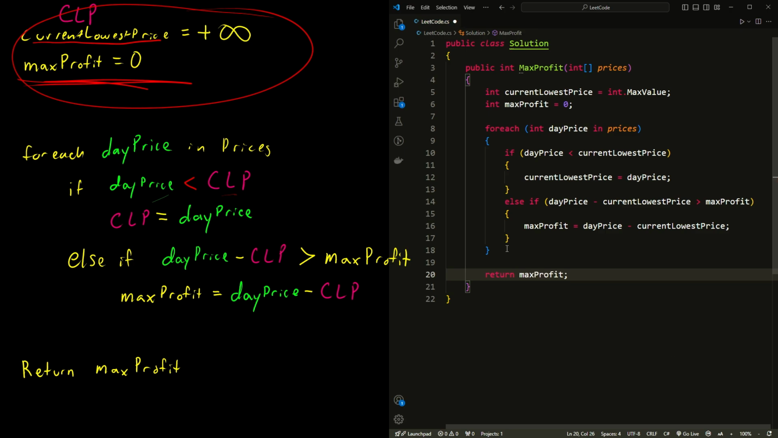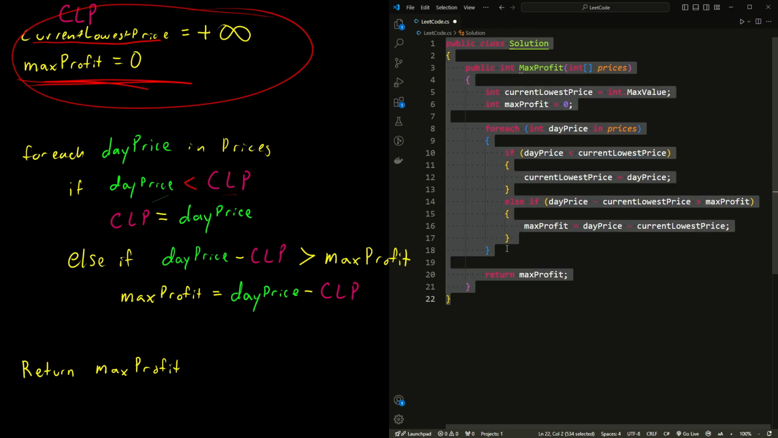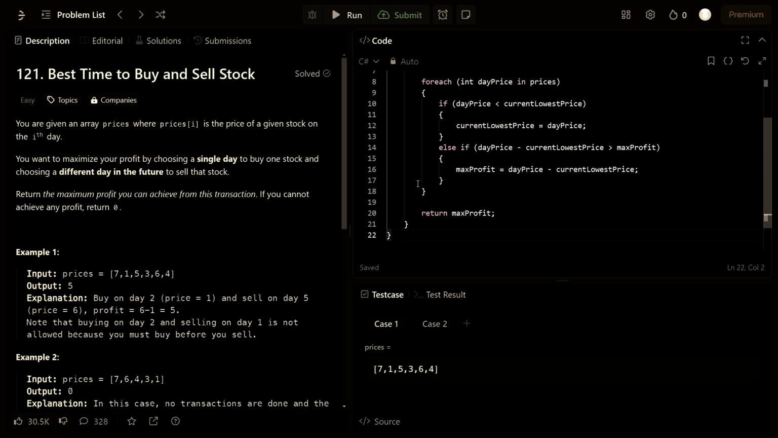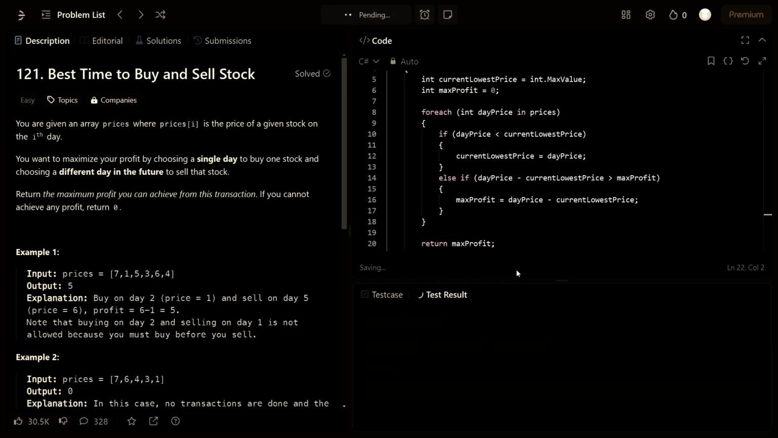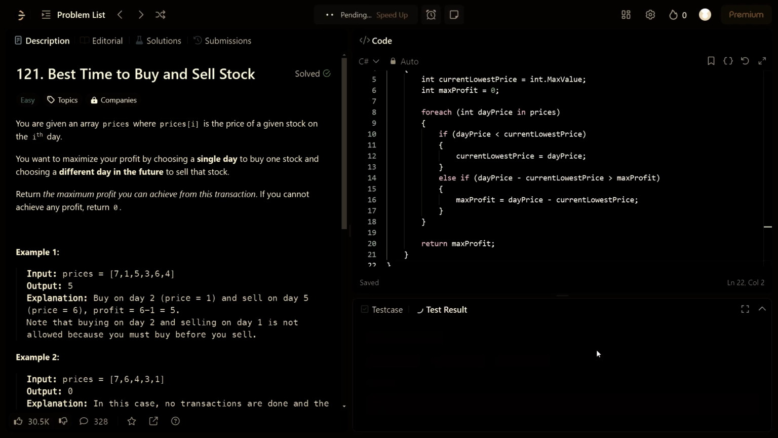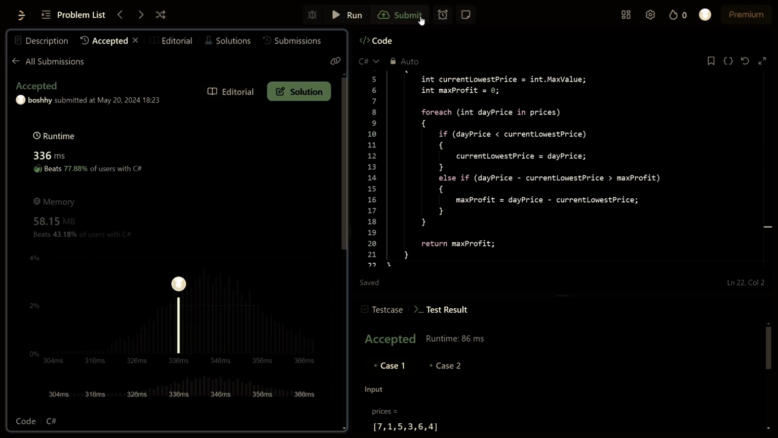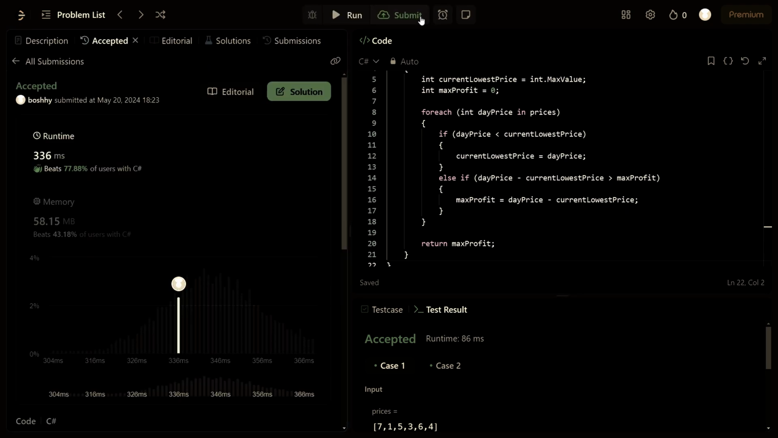And that's the solution. I'm just going to go ahead and copy it, come back to LeetCode, and paste it in. I'm going to go ahead and run it, make sure we didn't make any errors. All right, we passed the test cases. Let's go ahead and submit it. Okay, you can see that we passed all cases.